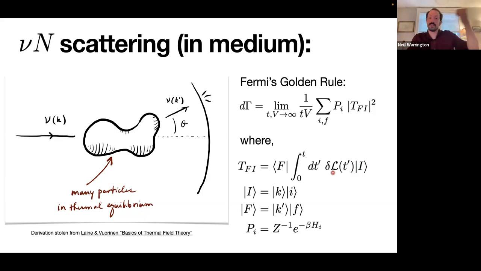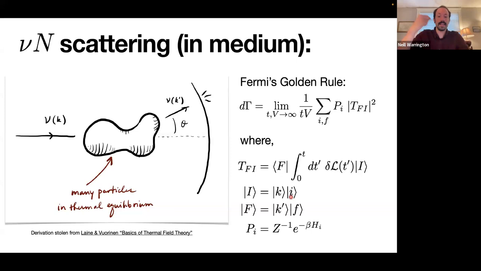This delta L is the delta L from the last slide, leptonic current against hadronic current, and then it comes out in some final state. Well, this initial state is what? It's some neutrino coming in with momentum K, and the system is in thermodynamic equilibrium. I forgot to say that. We're going to assume this system is in thermodynamic equilibrium.